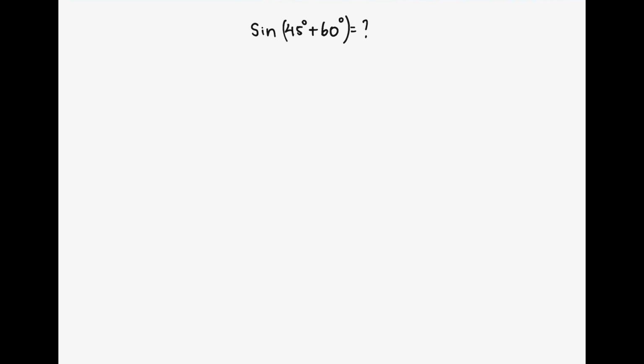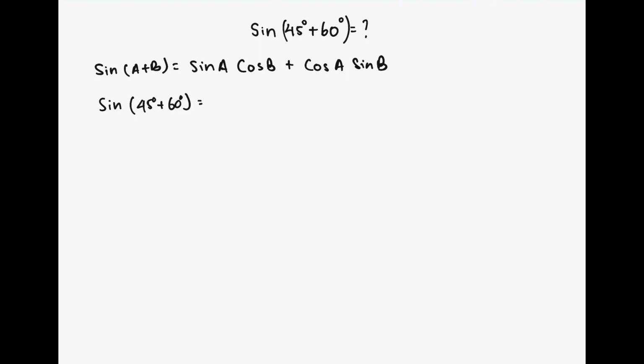To understand this concept better, we are going to try it in an equation. Here we have sin(45+60) equals what? Now we are going to rewrite the formula that we already know: sin(A+B) equals sin A cos B plus cos A sin B. Now we put all of the information we know here: sin A is 45 degrees, and B is 60 degrees, so cos 60 degrees plus cos 45 degrees multiplied by sin 60 degrees.